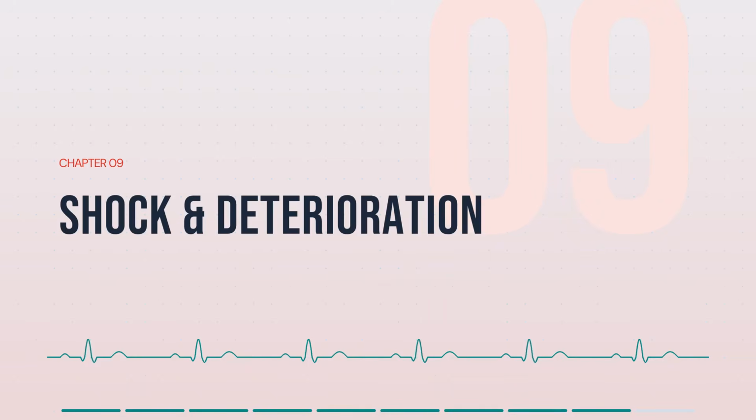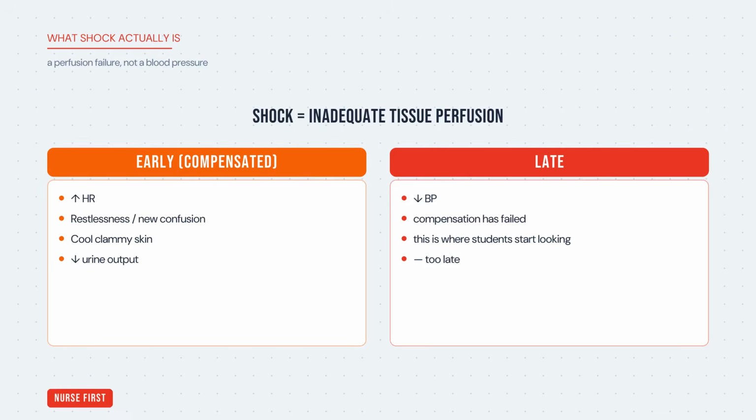Chapter 9. Shock and Deterioration. Shock is not a blood pressure. Shock is inadequate tissue perfusion. Cells are not getting the oxygen they need.